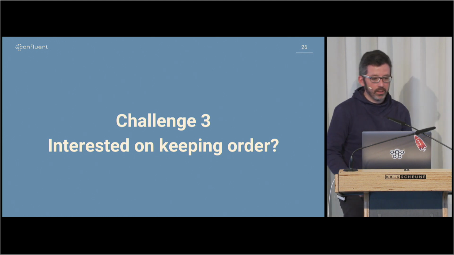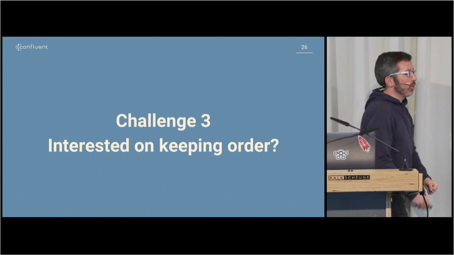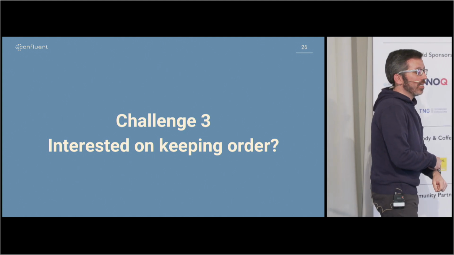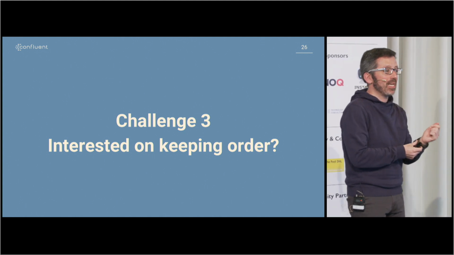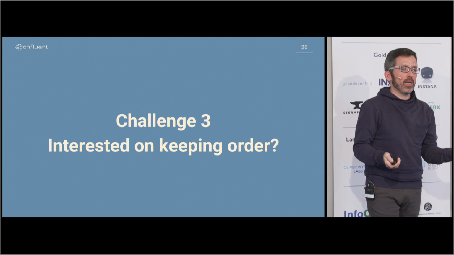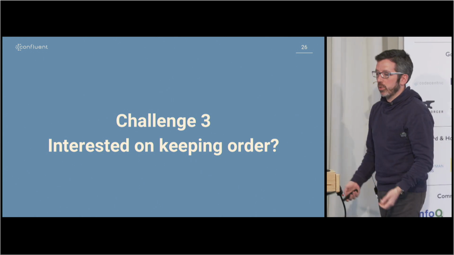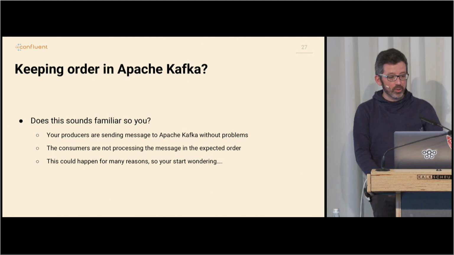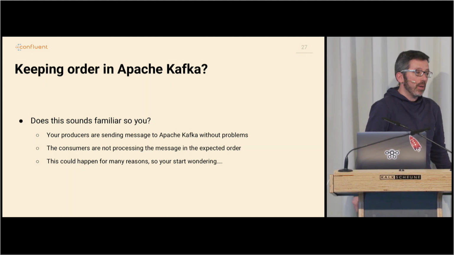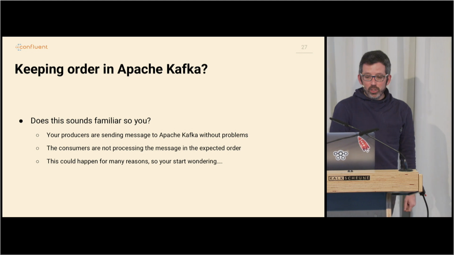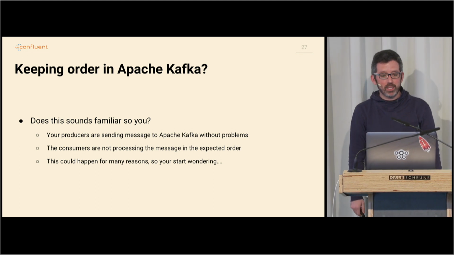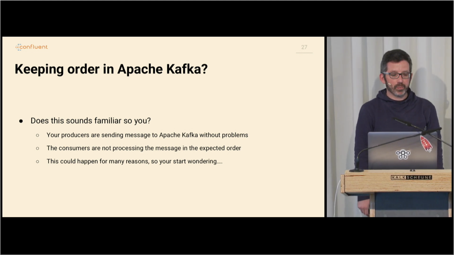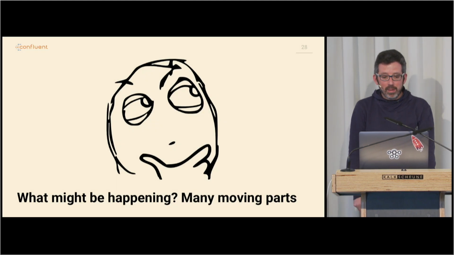Challenge number 3. I guess if you run a Kafka cluster, this question has popped up many times: keeping ordering. Okay? I want to produce and consume data in order. Does this sound familiar? Your producers are sending messages to Kafka without any problem. Your consumers are processing the messages not in the expected order. This could happen for many reasons, so you start thinking, what might be happening?